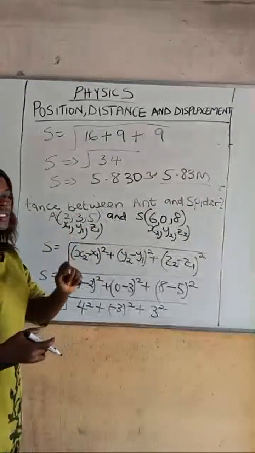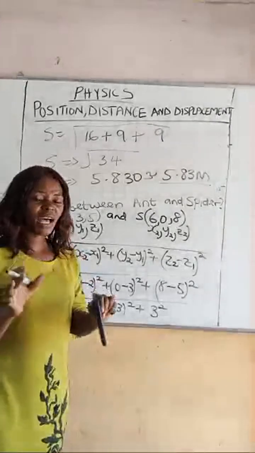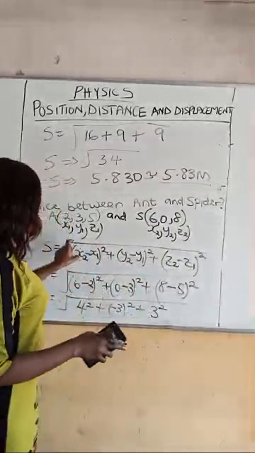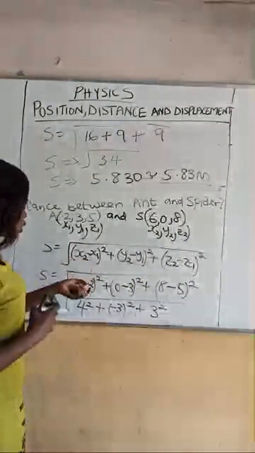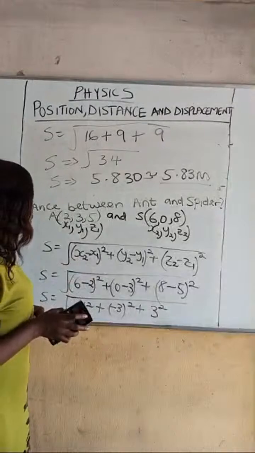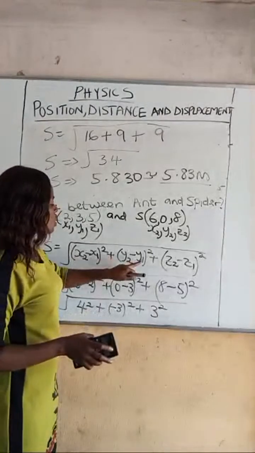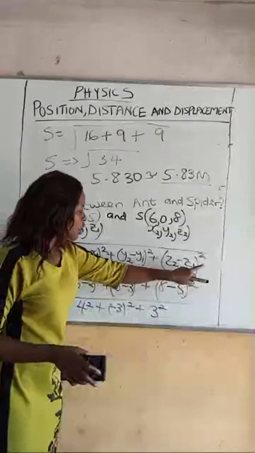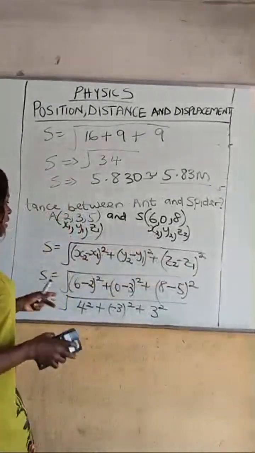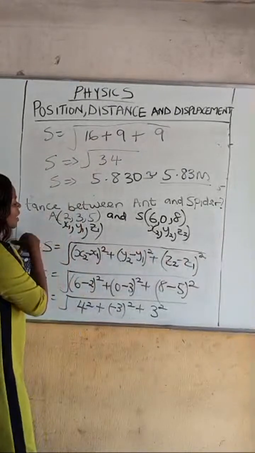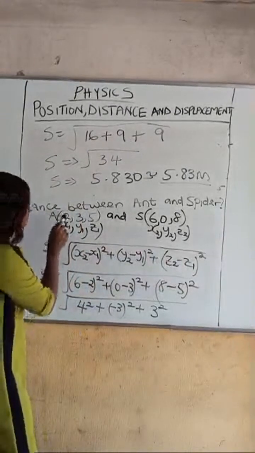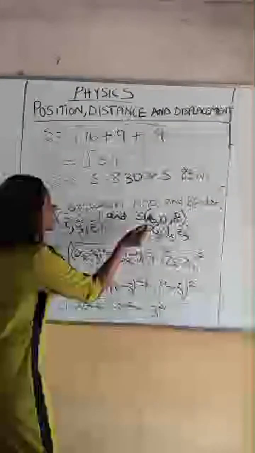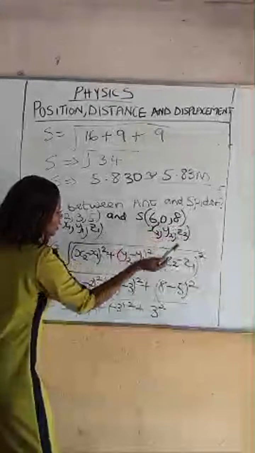So knowing that this is in space, and space has just three coordinates, x, y, and z, remember the formula: x2 minus x1 all squared plus y2 minus y1 all squared plus z2 minus z1 all squared. Then we find the root of whatever we have. Remember that the first point is x1, y1, and z1, and then for the second point, x2, y2, and z2, right?